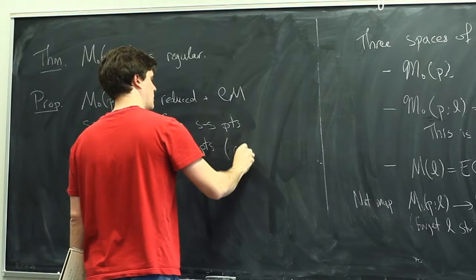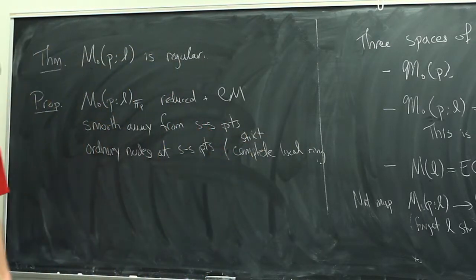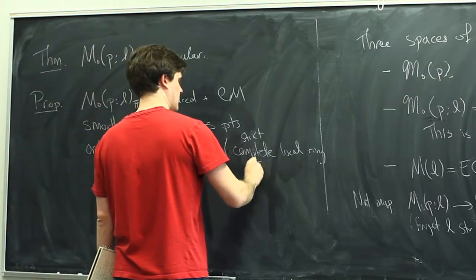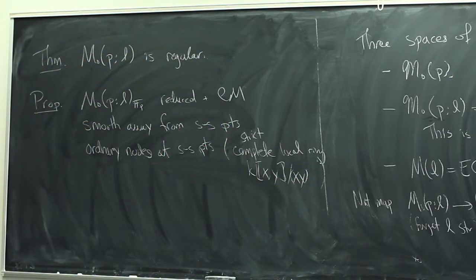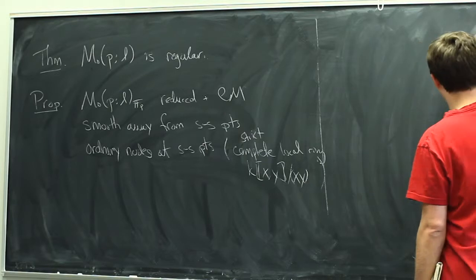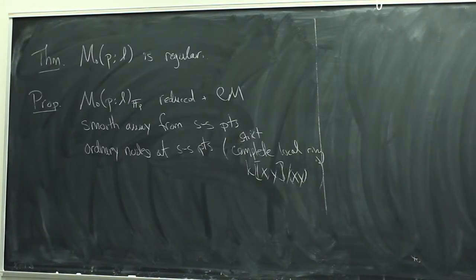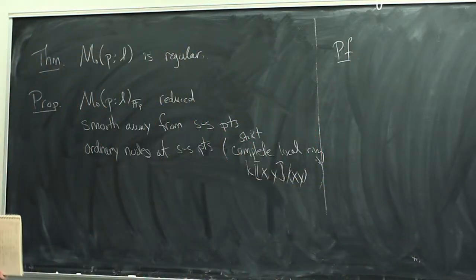And by that, I mean the complete local ring, or maybe the strict complete local ring, so go up to the closure of the residue field, looks like k adjoin X, Y mod XY. That's what I mean by an ordinary node. Cohen-Macaulay means that the Krull dimension of the ring is equal to the length of a maximal regular sequence, the depth. I'm not actually going to need Cohen-Macaulay. It's just going to appear in the proof. We need it just for a moment, and the same for reduced, actually. Those are just intermediate things that we need.